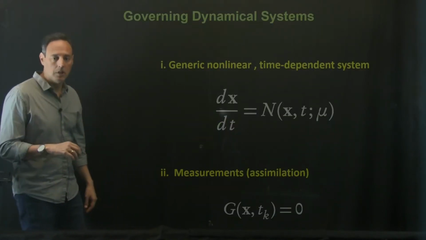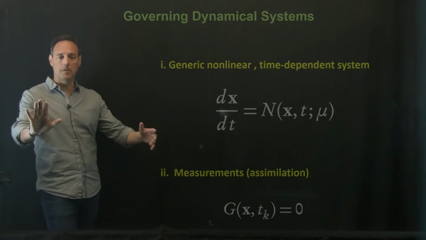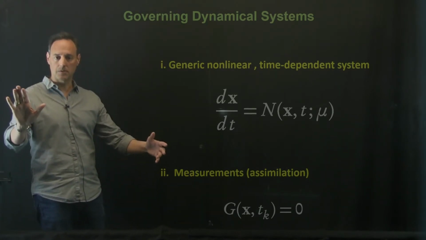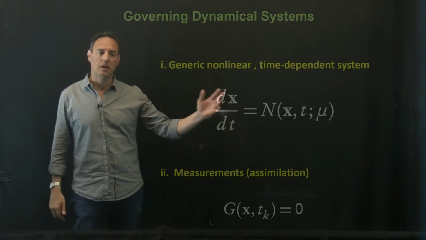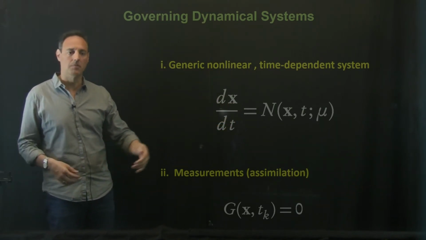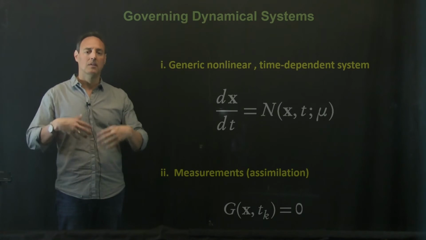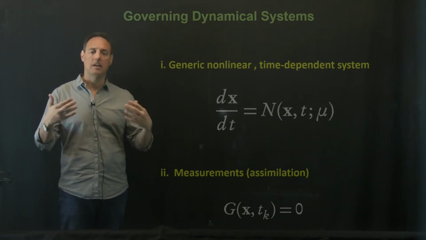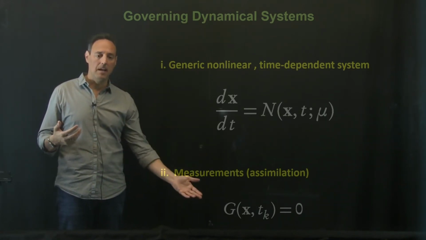Okay, so here's where we're going to start. We're going to start with dynamical systems. We're going to think about some generic nonlinear dynamical system. It could be a high-dimensional state space X, and I prescribe some n, and I can evolve this. And I might have some measurements.